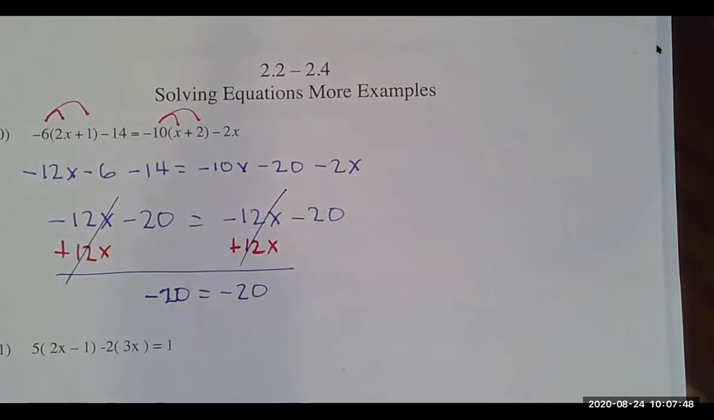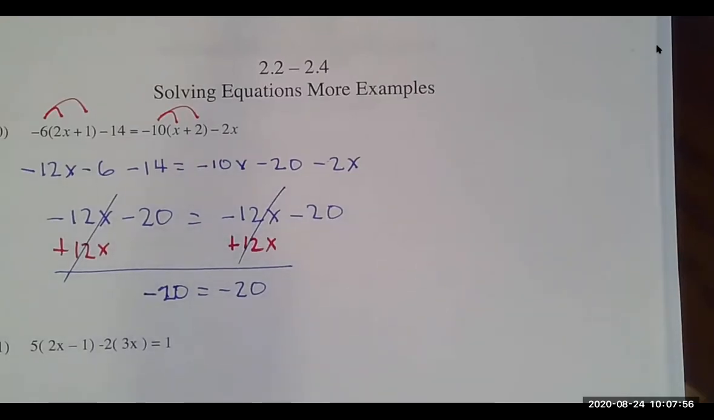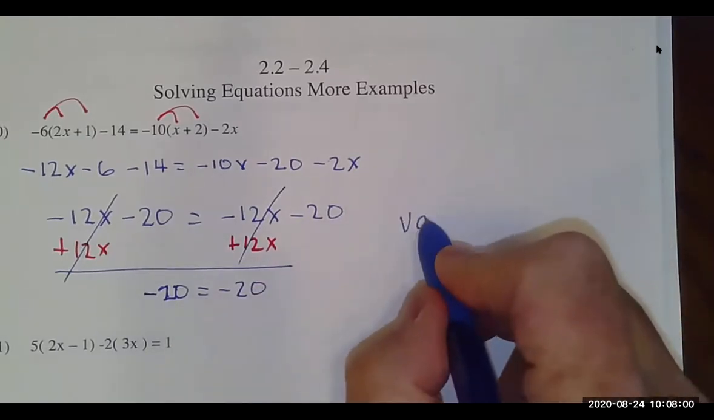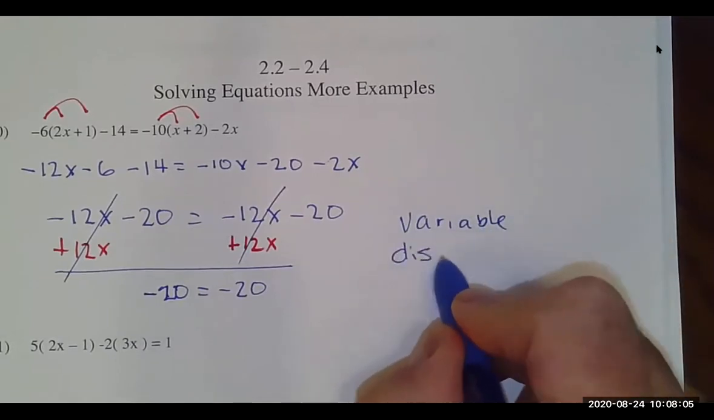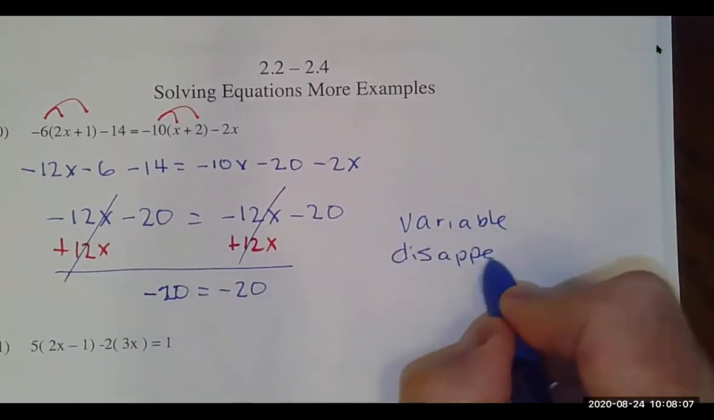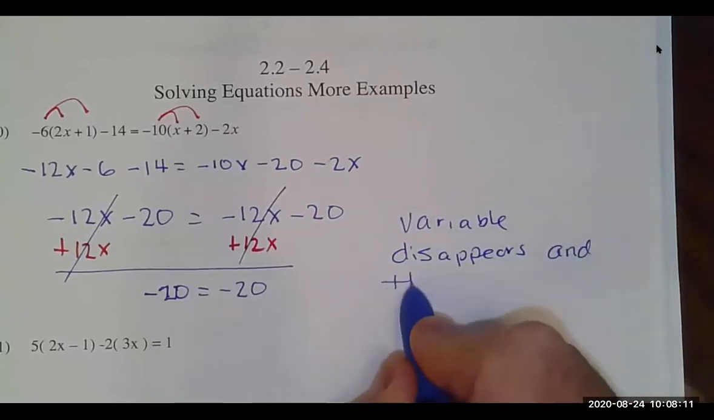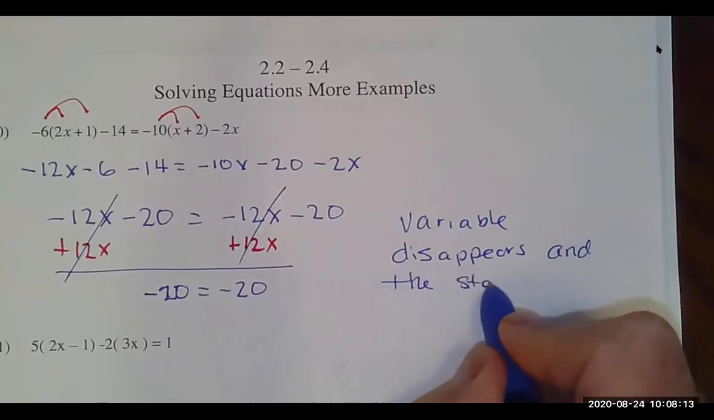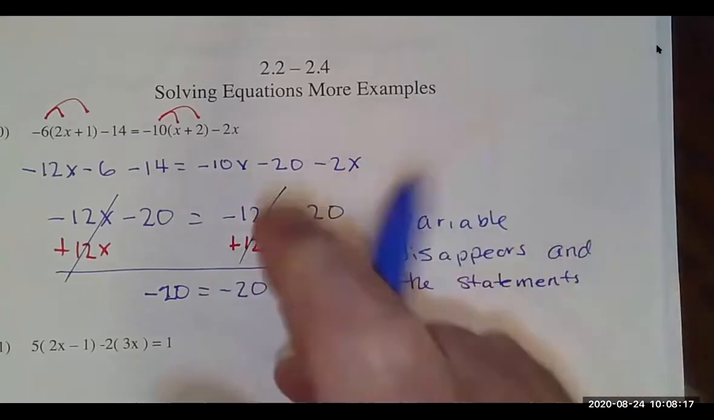So in 2.4, the rest of these are 2.4. In 2.4, you're going to get some problems that will occur like this. All of a sudden, you go, whoa, I made a mistake. You didn't necessarily make a mistake. When the variable goes away, the variable disappears, and the statement is true.